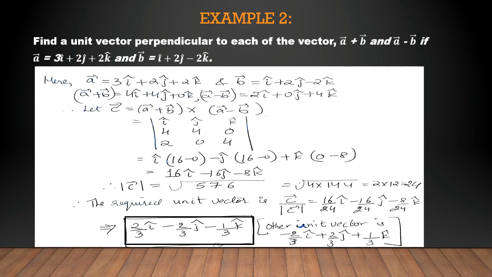Also remember, we had seen that you can get the unit vectors in both the directions, plus and minus. So just put a minus sign. The other unit vector can also be minus 2 by 3 i cap, again plus 2 by 3 j cap plus 1 by 3 k cap.